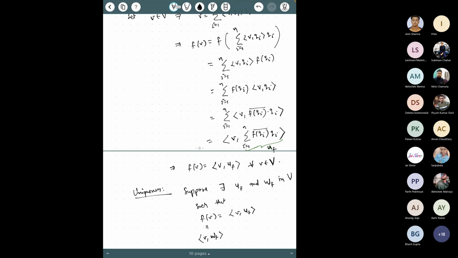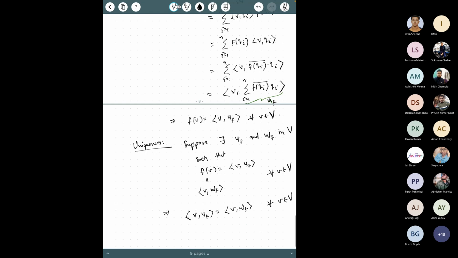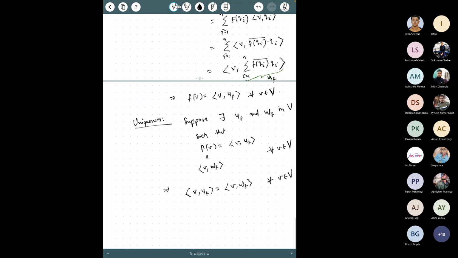Now what does it mean? It means that the inner product of v, u_f equals the inner product of v, w_f for all v in V. Now why from here can we say that w_f is equal to u_f? If I take this to the other side, I can say the inner product of v comma u_f minus w_f equals 0. This is true for all v.